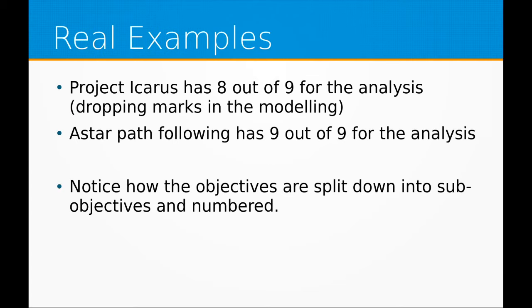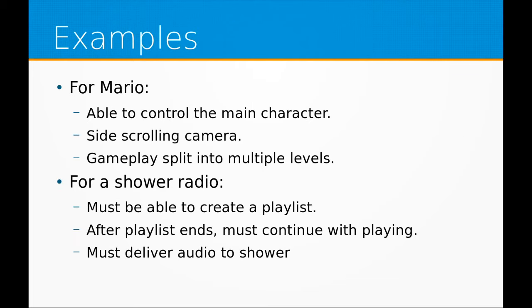Okay, so we do have some real examples. Project Icarus has 8 out of 9 marks on the analysis. I'll send you over a link for that. And A Star has 9 out of 9 for the analysis. Project Icarus didn't lose marks on the objectives, so they're both good ideas to look at. When you have a look at them, notice how the objectives aren't just a list like 1, 2, 3. They are split down.